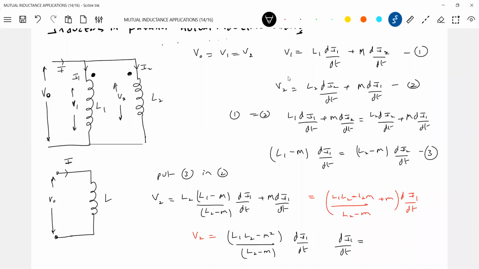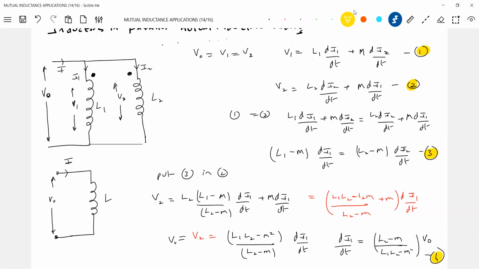So I got the value for this. This should be equal to L2 minus M, so this is V2 equal to V0, no? This is V0. Let me keep V0 here. So call this equation 4. I think now. So I got di1 by dt.